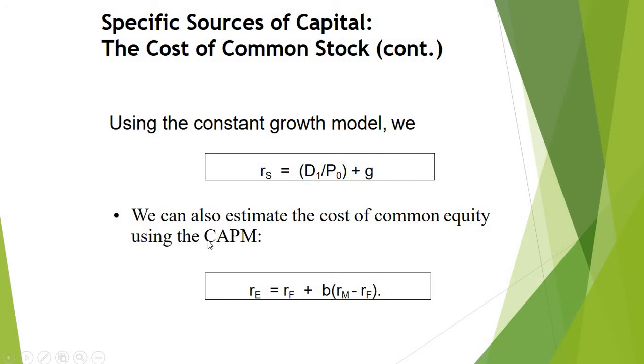If we use the capital asset pricing model, the equation will be Rs equals RF, which is the risk-free rate, plus beta, which is a measurement of non-diversifiable risk, times RM, which means the market return, minus RF, the risk-free rate of return. We know that the risk-free rate of return is normally the return on a treasury bill.